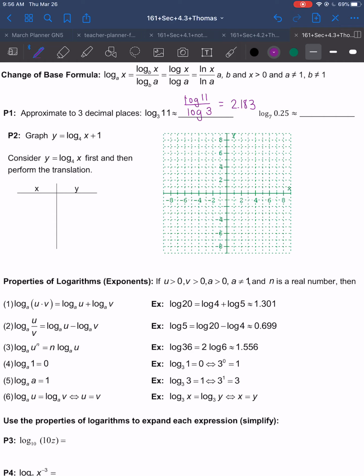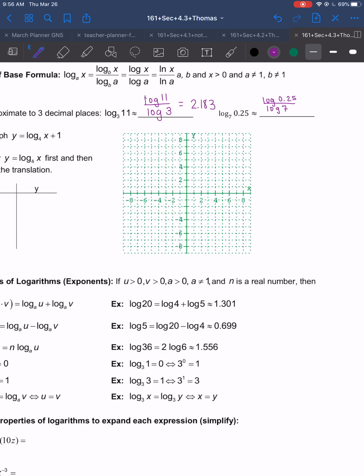And then the next one, we're going to do log base 7 of 0.25, so we're going to have log of 0.25 divided by log of 7. If you approximate that to 3 decimal places, that is negative 0.712.